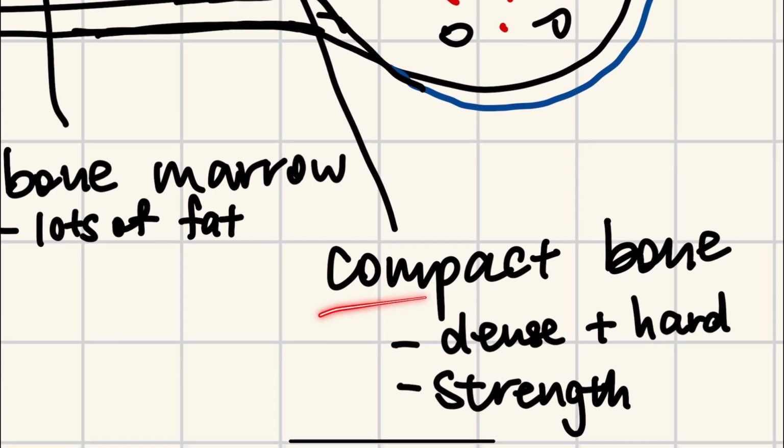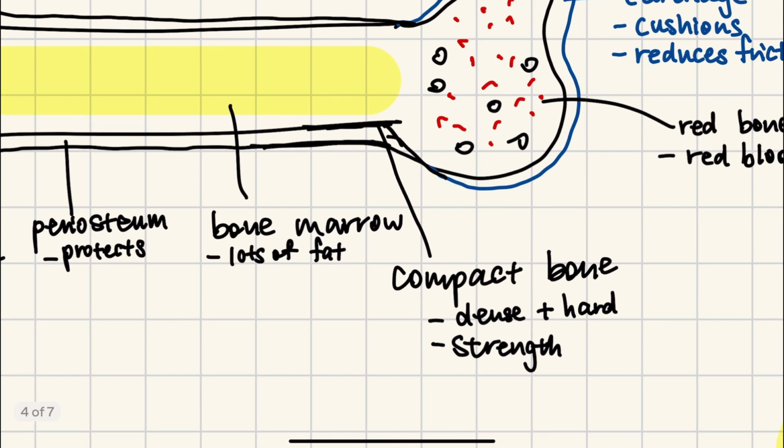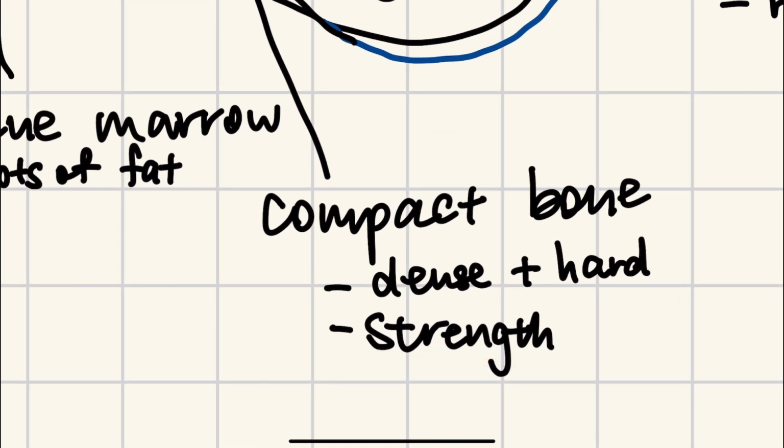Now we have the compact bone, which is the opposite of the spongy bone. It makes up the rest of the bone, and it makes up the majority of it. The compact bone is dense and hard, and contributes to the strength of the bone to make sure that it's not too fragile.